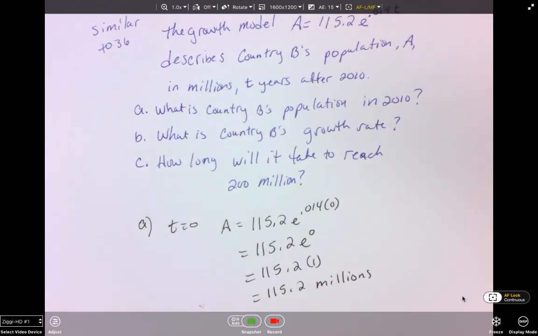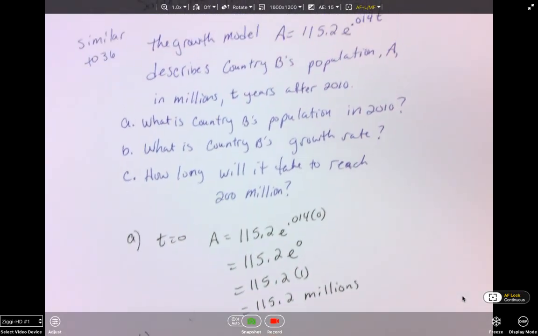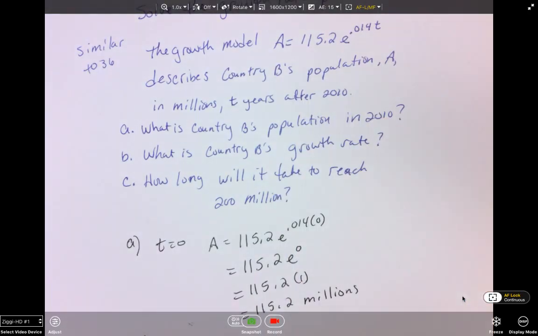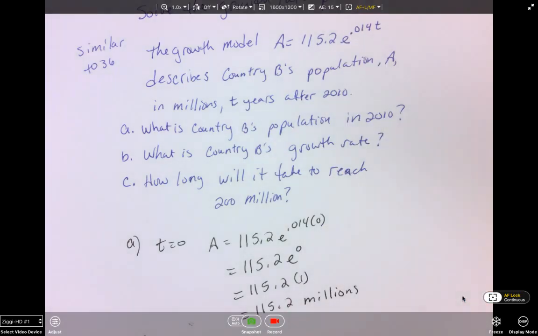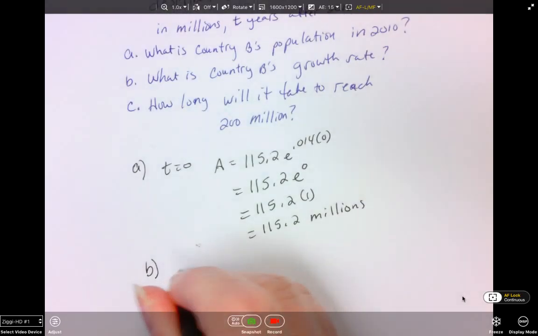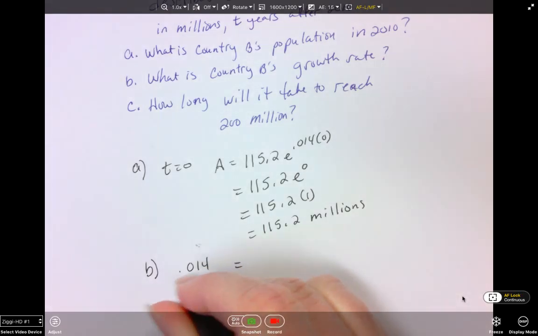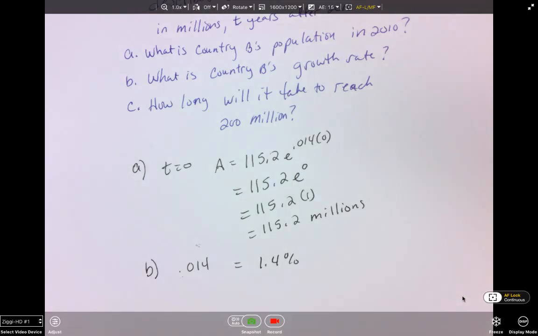Now, part B is what is country B's growth rate? Well, so far, part B, we're just looking for the growth rate. Well, that's at the top up here of our growth model. That is the 0.014. That's the rate at which it's changing. So on that, you're going to put 0.014. And if they're asking for a rate, usually you're talking about a percentage. So move your decimal over 2 places, and you have 1.4%.